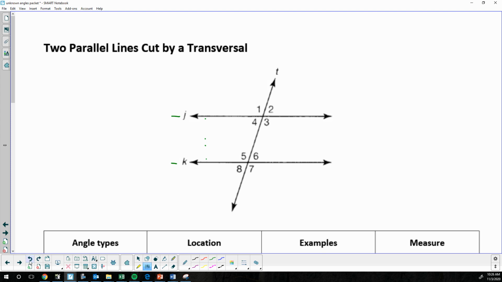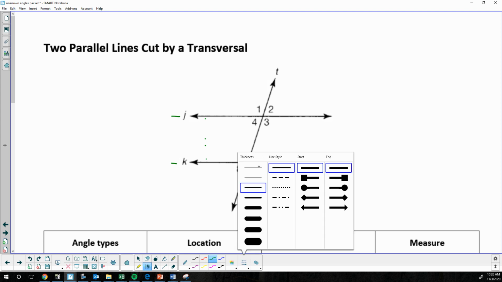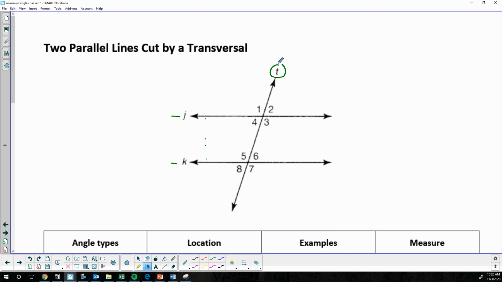The line that is cutting through them, this line T up here, that is the transversal. Any line that cuts through parallel lines is called a transversal. So 8 angles are formed when this transversal cuts through both parallel lines. Some of these angles have relationships with each other, and our job is to learn the names of those pairs of angles and the relationships that they have.